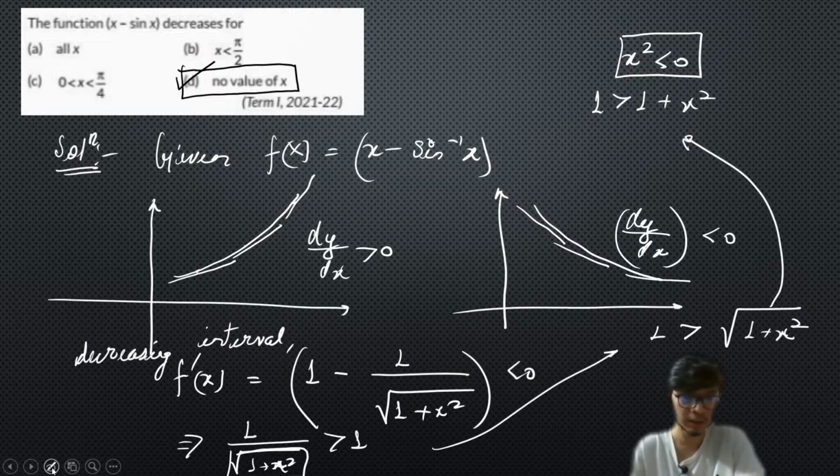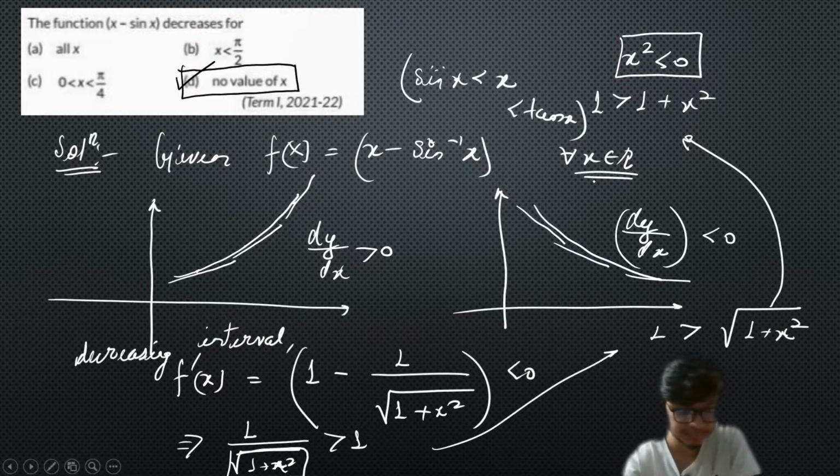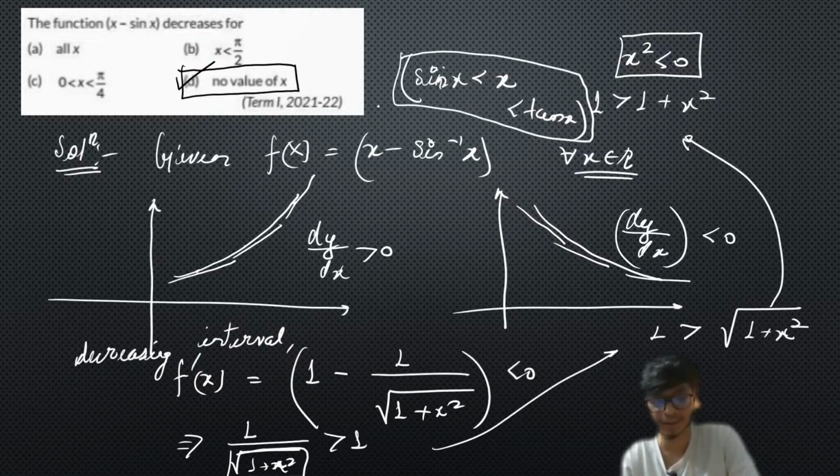You can also prove this by the fact that we know that sine x is always less than tan x, right? This is always true for all x belonging to real numbers. Is this clear? So for all x belonging to real numbers, this particular inequality is always satisfied, that is sine x is less than tan x. So from this inequality also you can see that x minus sine x is always an increasing function. So this part is clear, I hope.